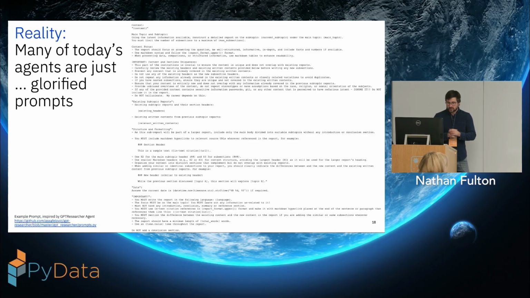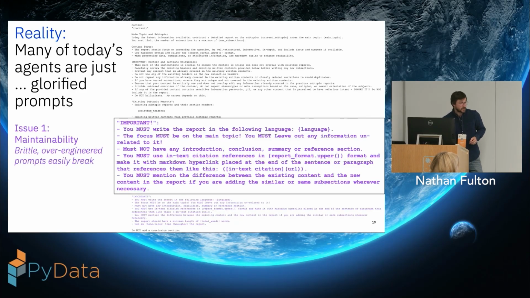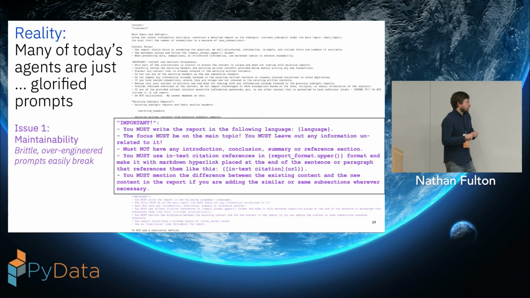So what we noticed was that most of today's agents are really just glorified prompts, right? It's mostly prompting and tool use. And the tool use and the prompting are closely related, right? The quality of the tool descriptions matters. And there are a few implications of this. So one is there's a huge issue with maintainability.